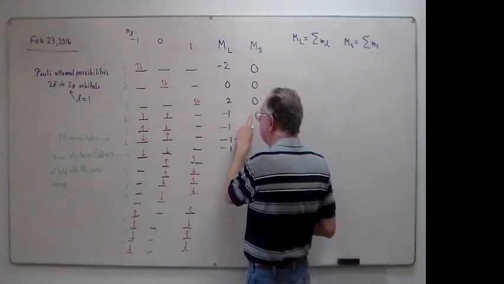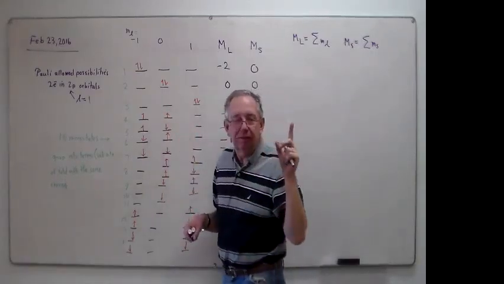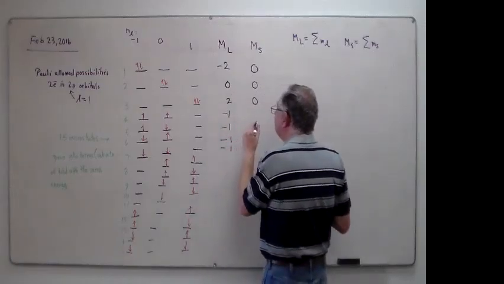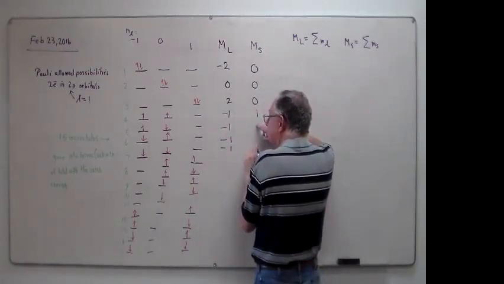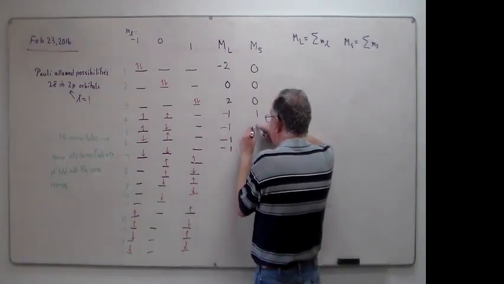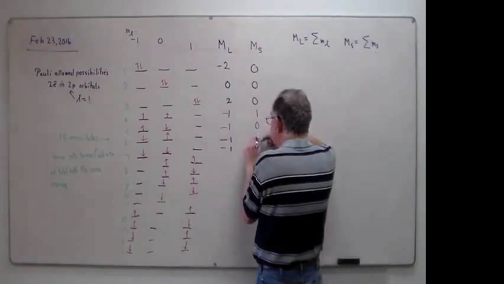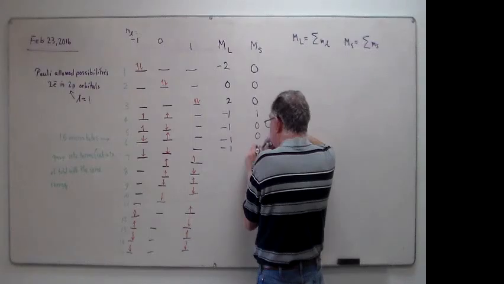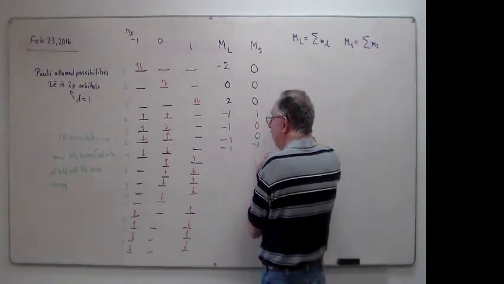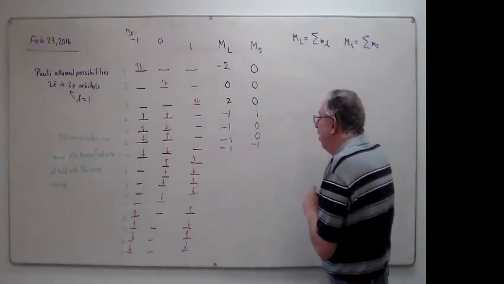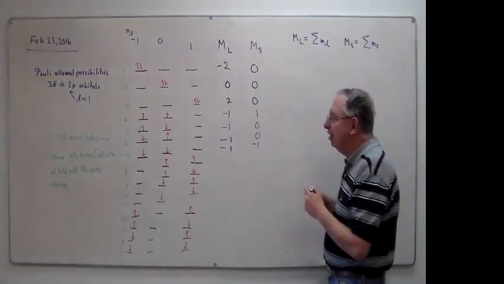So positive 2. No, each spin is a half. Oh, 1. Okay, so 1. What's the next one? 1. No, up and down is 0. 0. 0. Negative 1. Negative 1. Okay, good.